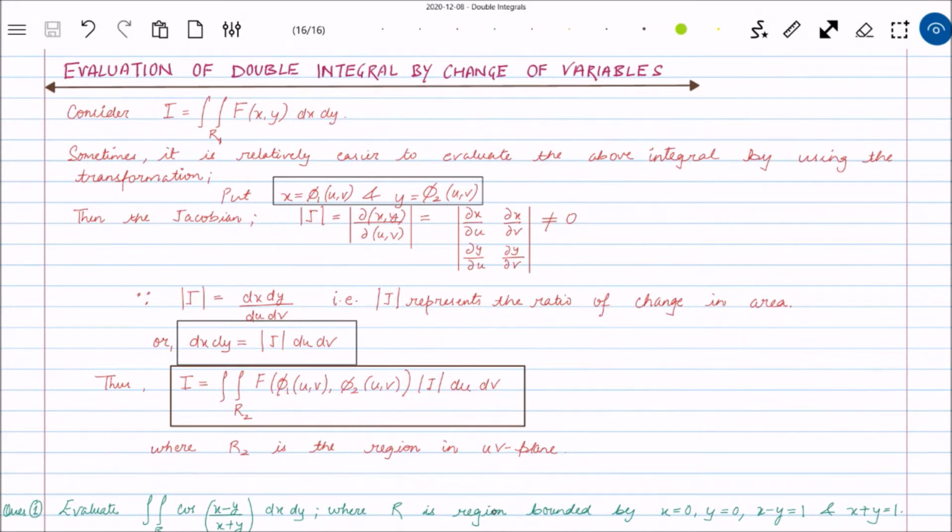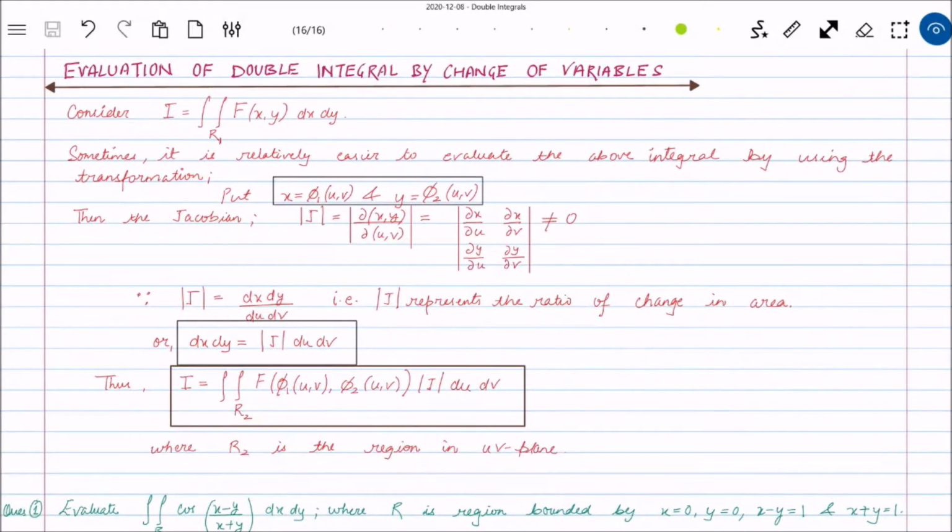So in fact we have used these substitutions here. And in place of R1, you should write R2 actually, because R2 is the region which is in the UV plane, and generally the shape of the region changes. I mean to say that if R1 is a rectangle in the XY plane, then it is possible that R2 is a triangle in the UV plane.